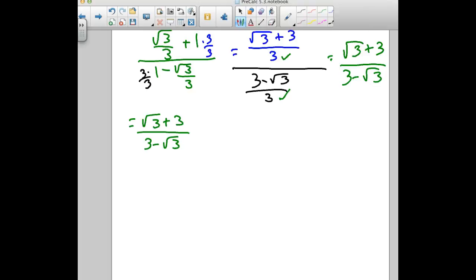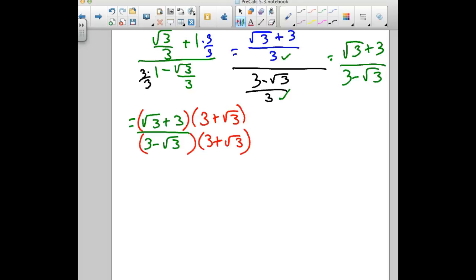And we multiply by the conjugate of the bottom piece. So 3 minus root 3's conjugate would be 3 plus root 3. And then we again have to do some foiling. So we end up with 3 root 3. We end up with a root 3 times a root 3, which is just a plain 3. Insides we get 9. And last term we get 3 root 3.